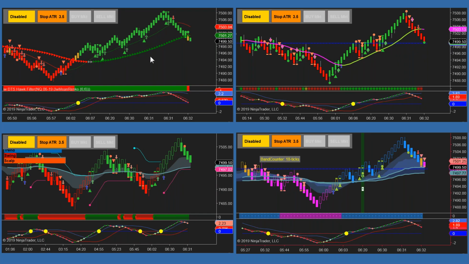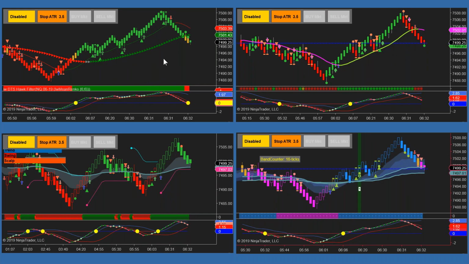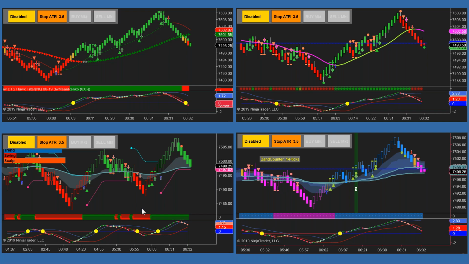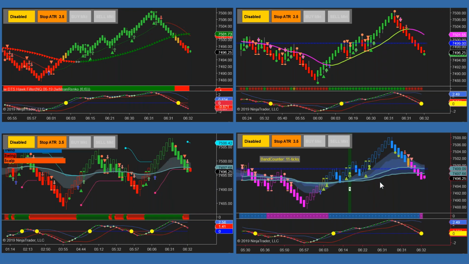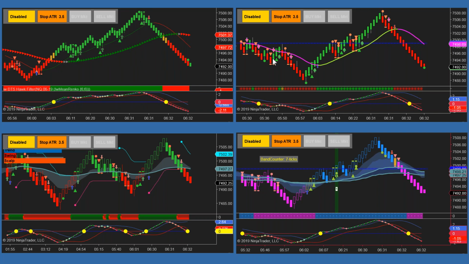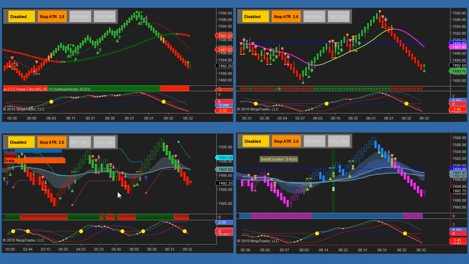Here in the top left, I've got my Hawk Scalper. Top right is the Falcon Swing Trader. Bottom left is the Eagle Trend Trader. And then the bottom right is the Raptor. And the Raptor is a hybrid of the other three. It incorporates elements of the Hawk, the Falcon, and the Eagle all into one trading system.